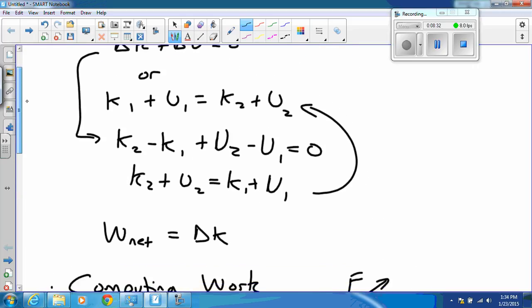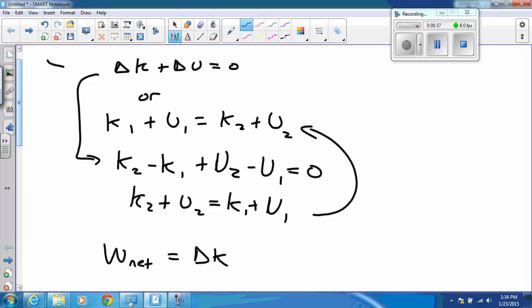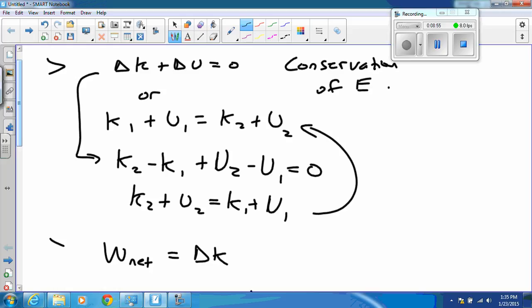Now, what about conservative versus not conservative? I want to go back to what we had here. We had two really big ideas. One of them is that delta K plus delta U equals 0, and this was the expression of the conservation of energy. And then here we had net work equals change in kinetic energy, which is an expression of the work energy theorem.